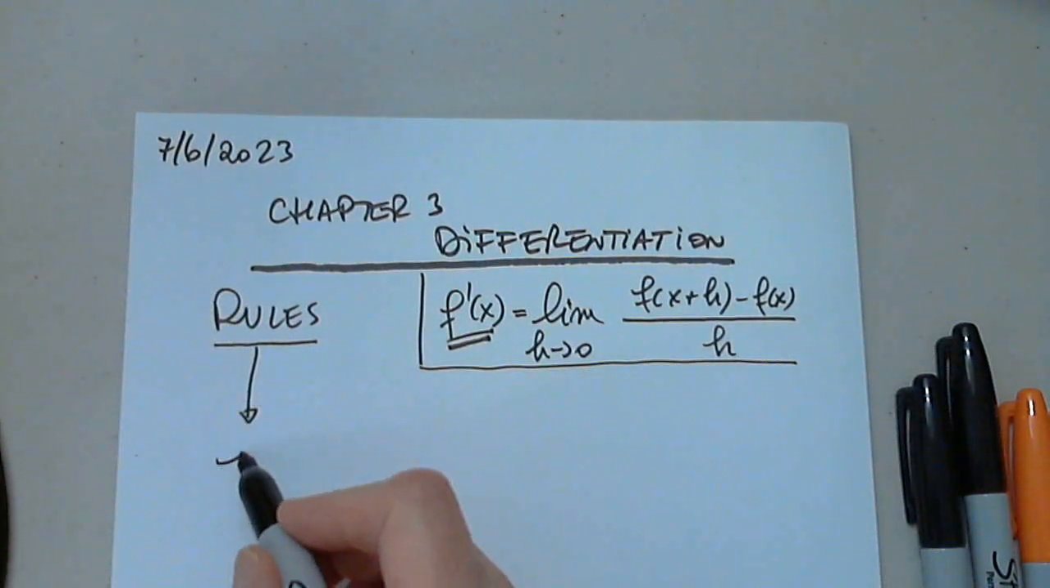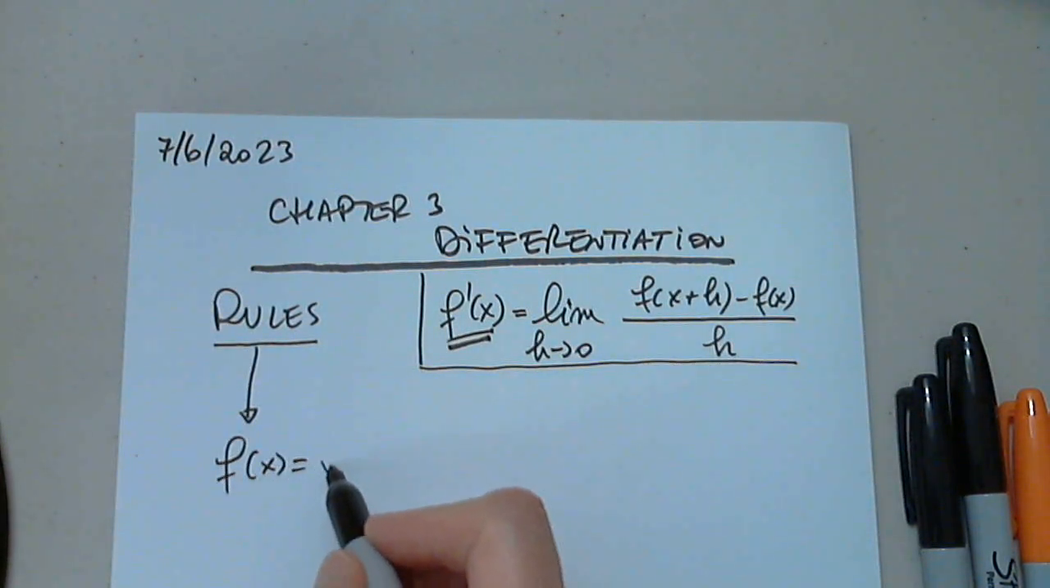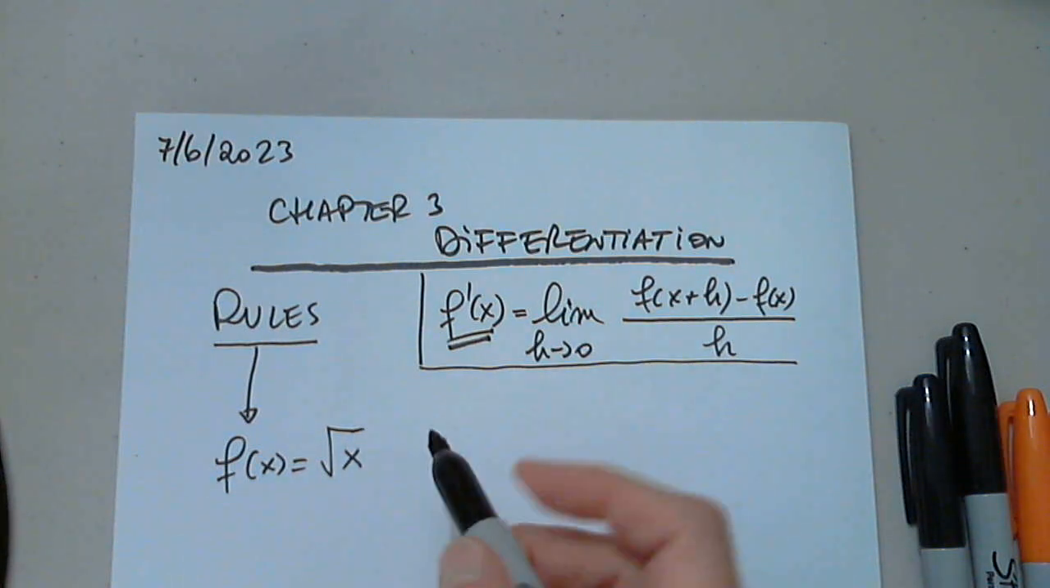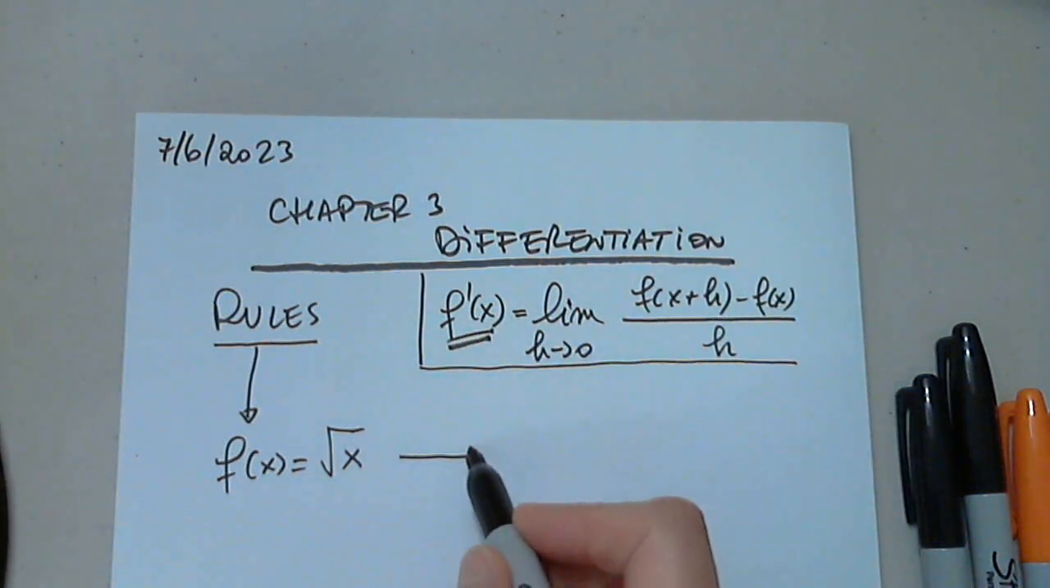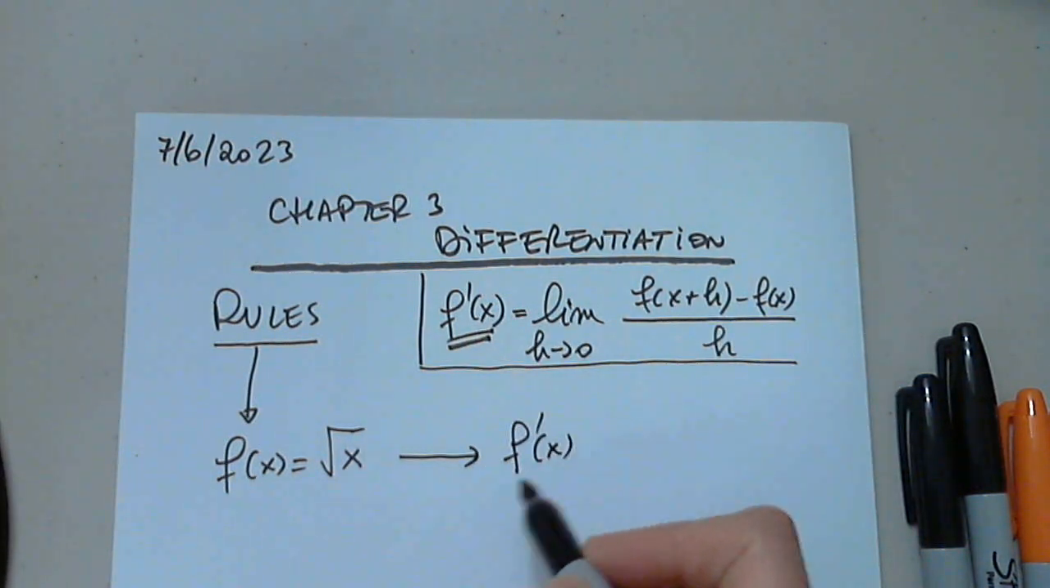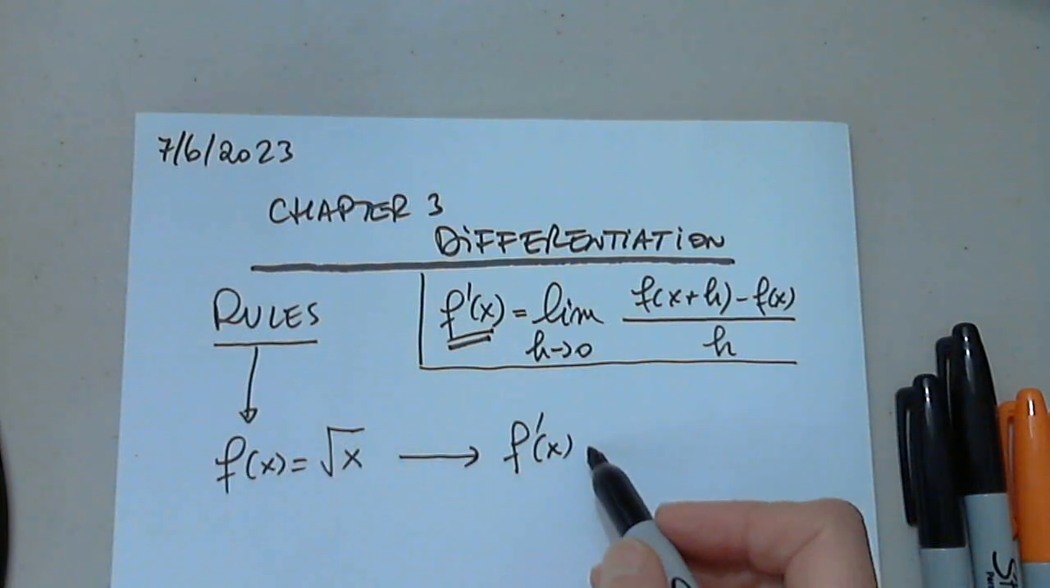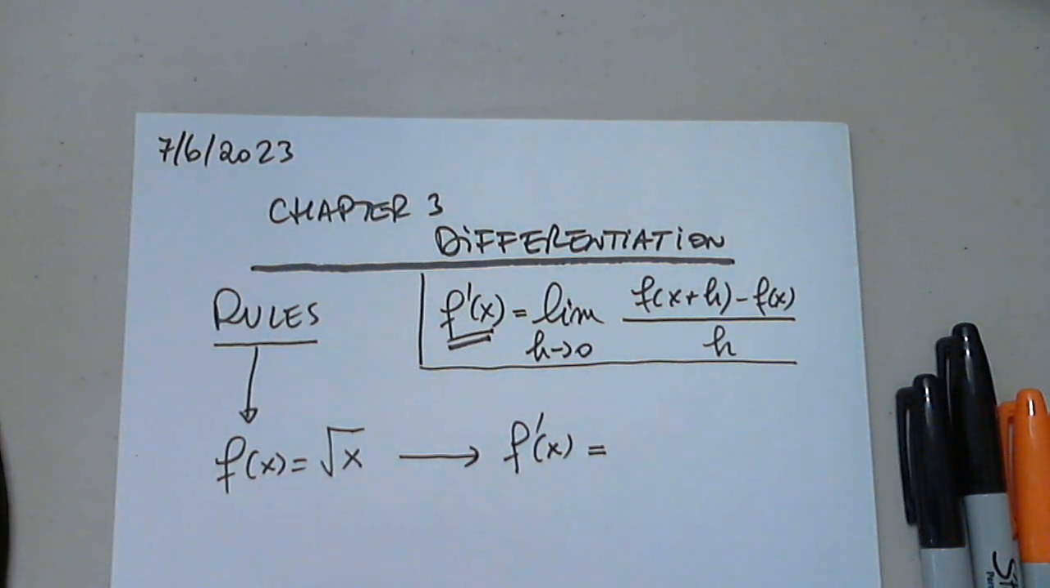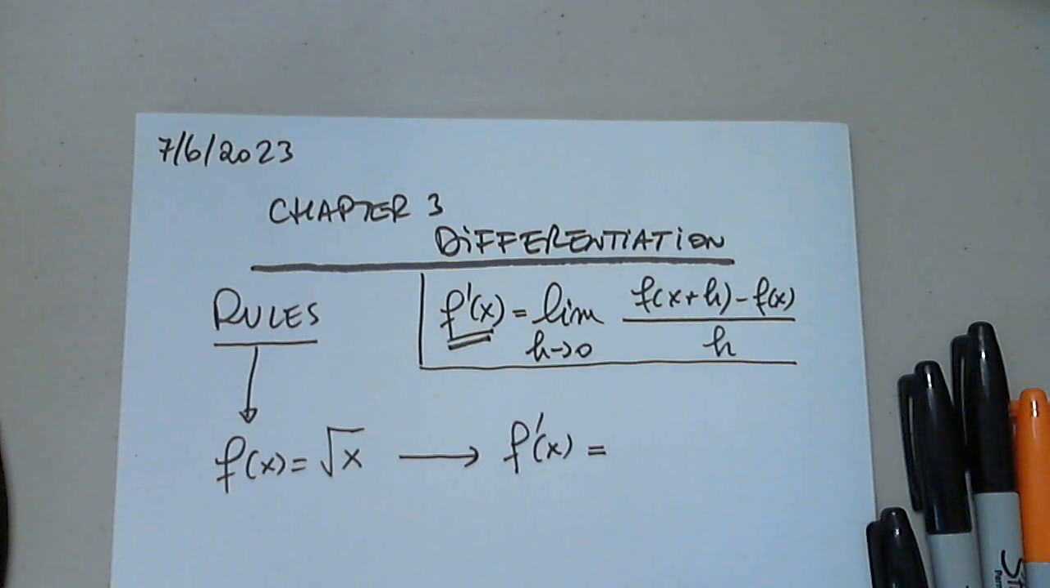Now, can anyone remind us, when we had f of x equals the square root of x, we used this definition to find its derivative. So what is the derivative of the square root of x? This is very important and we need to remember it.